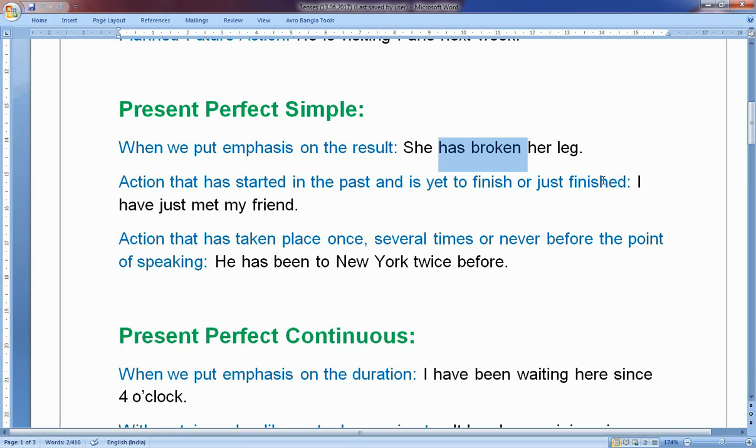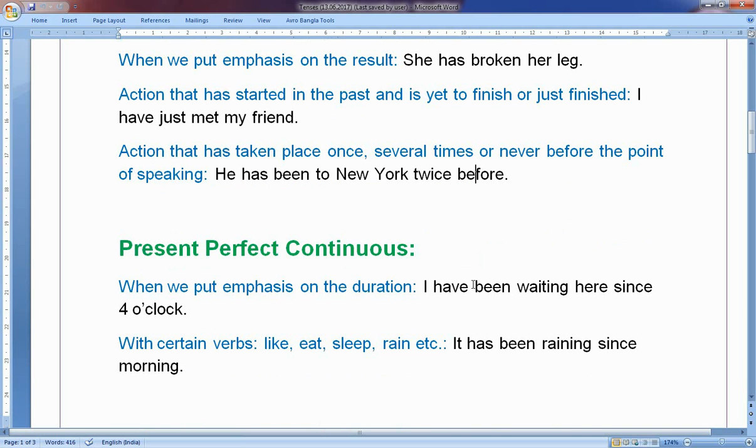Next one, action that has just started in the past and is yet to finish, or just finished. The example I've used over here is, I have just met my friend, which means I've met my friend maybe just a couple of minutes ago or perhaps just a couple of seconds ago. Lastly, action taking place once, several times, or never before the point of speaking. Example, he has been to New York twice before. It means that before the time of speaking, he has already visited New York two times.